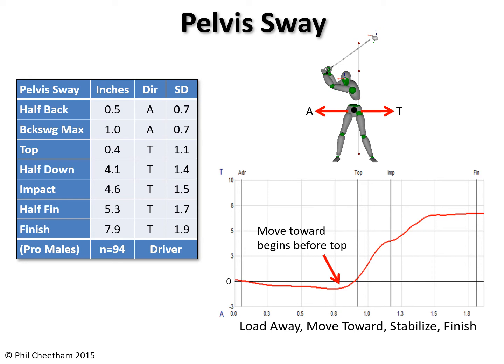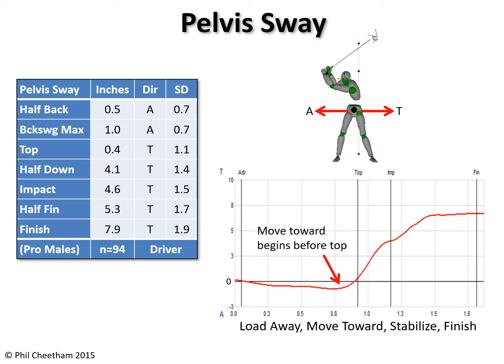Notice that the curve flattens a little just before impact. This indicates a slight slowing down and stabilization of the pelvis. This may aid in the release of the club. Also notice that the pelvis is about 4.6 inches, almost 12 centimeters, more toward the target than it was at address. The golfer has gotten over to the lead leg, and impact is certainly not the same position as address.